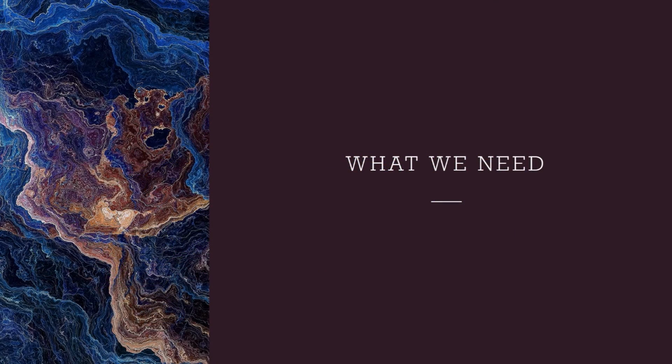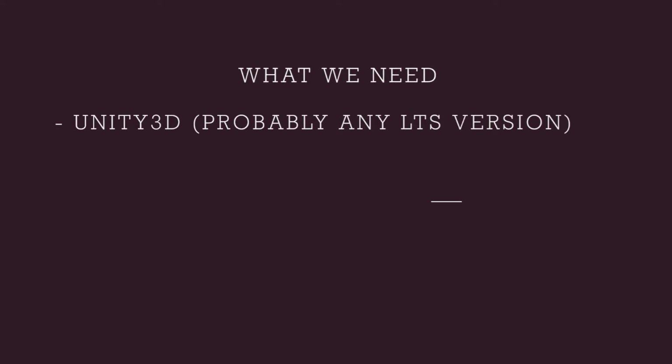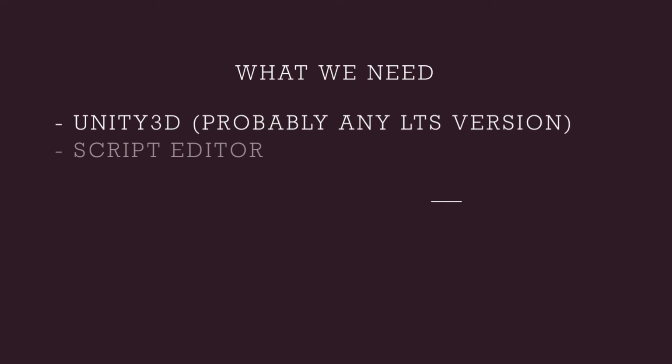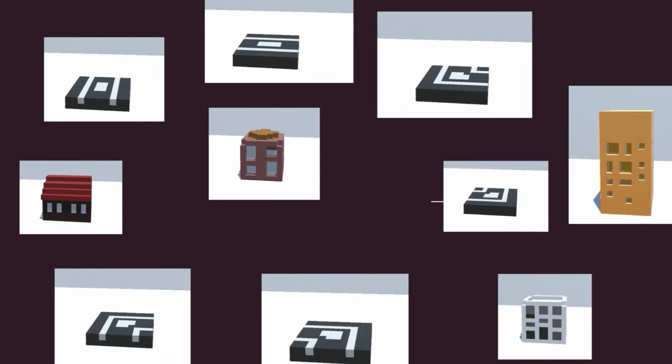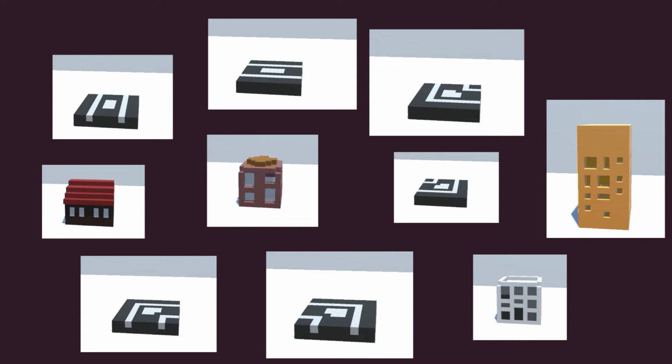For this tutorial, we will need the following things downloaded: Unity 3D, any version should be okay, but I recommend any of the LTS versions. Any script editor of your choice, I'll be using Visual Studio Community, the tweening package, and some 3D models. The ones I've used I created in MagicaVoxel, but feel free to use your own style of prefabs. The ones included in this video will also be included in the downloadable package of this project.